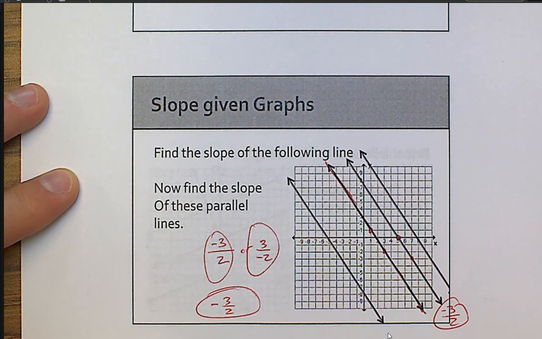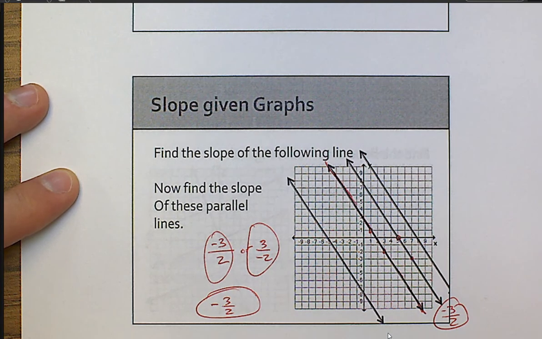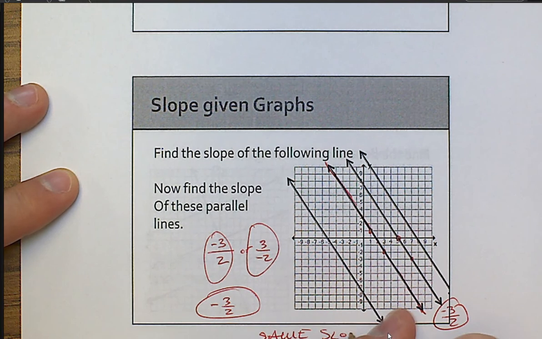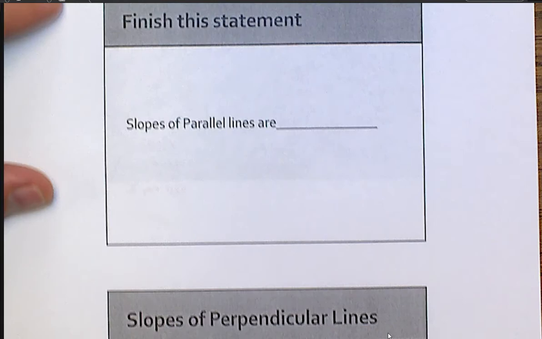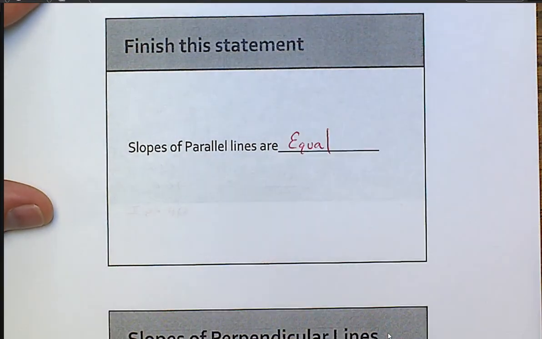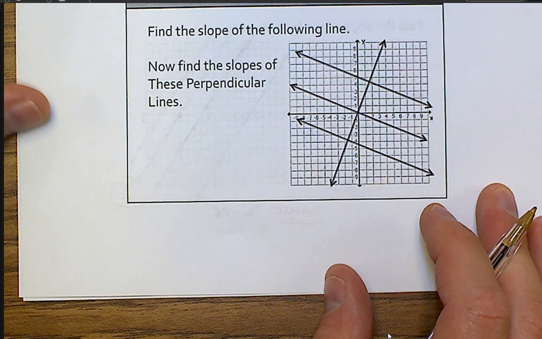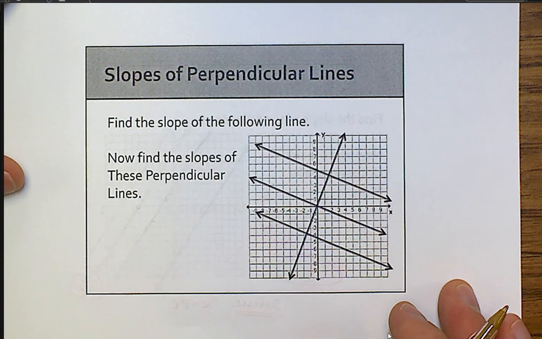So what do we know about lines that are parallel? You hopefully remember that they have the same slope, or their slopes are equal to each other. And so if we turn the page here, I just have a finish the statement. Slopes of parallel lines are equal.